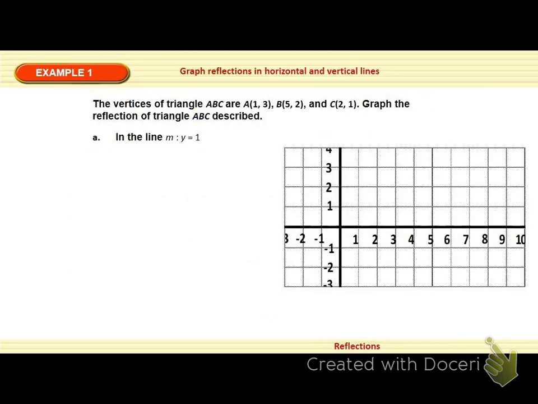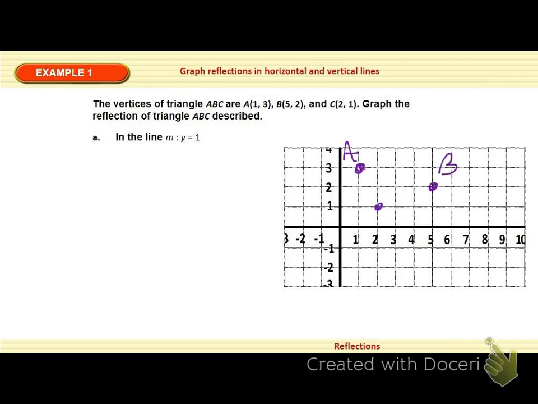Okay? Now, those are not the only lines that you can reflect in. You can reflect in other lines. If they're vertical or horizontal lines, the reflection becomes very, very easy. For example, here, we're going to take triangle ABC, and so A is at 1, 3. B is at 5, 2.